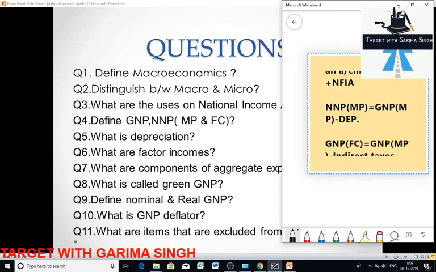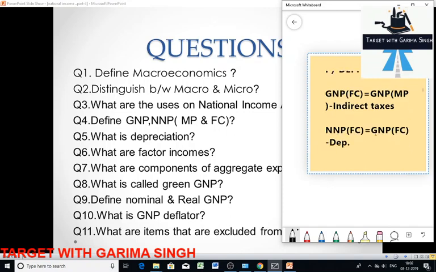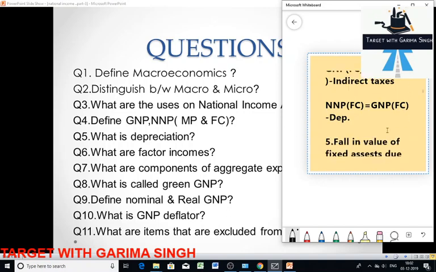Now we're going to discuss GNP at factor cost. When net indirect taxes are deducted from GNP at market price, we get GNP at factor cost. Now we're going to discuss NNP at factor cost. When depreciation is deducted from GNP at factor cost, we get NNP at factor cost.